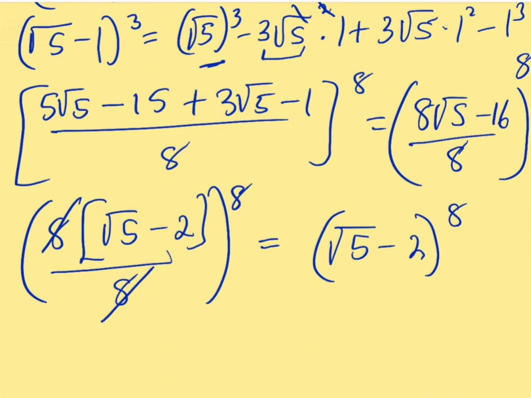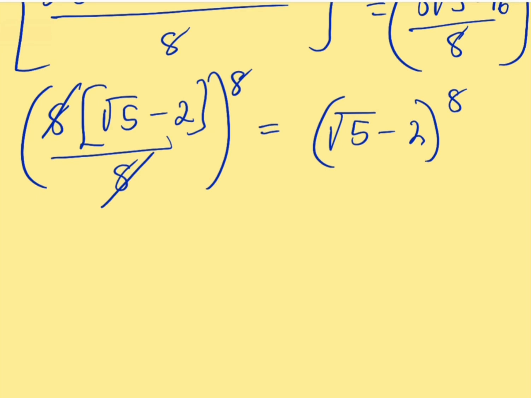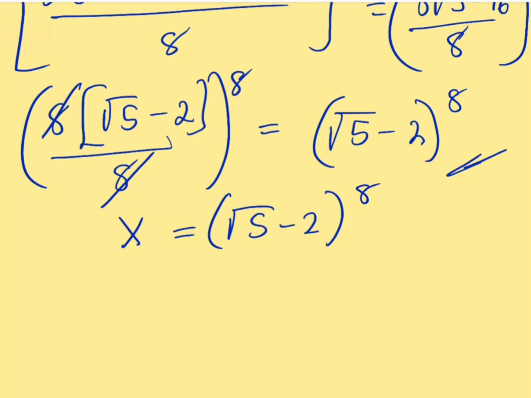Now, remember that we can say something here, because at this point it's now a bit complex. But let us assume that x is equal to square root of 5 minus 2, all to the power of 8. Let's assume that this is our x.